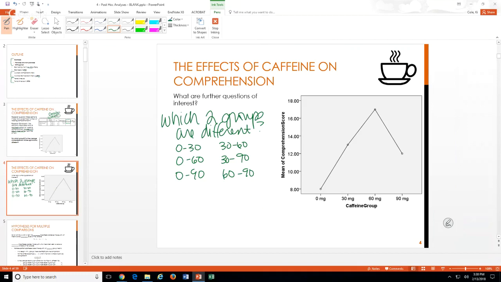Which ones do you want to look at? The 0, 30, and 60? Okay, so are the 0, 30, and 60 groups different? That would be an adequate post-hoc test because it's not looking at an overall global, are they at least one different, but it's looking at a subset of them.